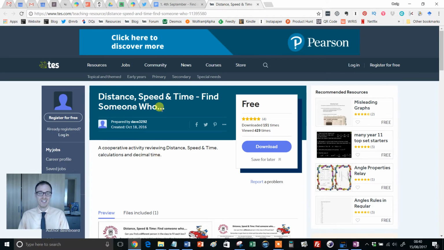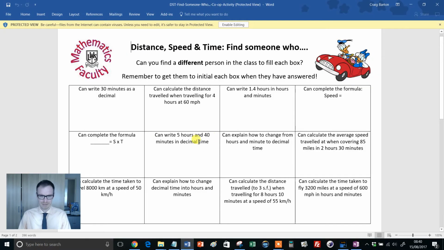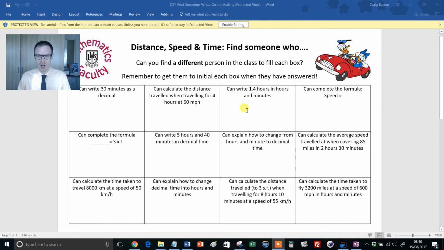Look at this. Distance, speed and time, find someone who, which has been kindly uploaded by Dave3292. It consists of a single file, so if you give it a click, you get a Word document, and it looks like this. I'll just move my annoying head out of the way. And it's a series of 12 questions, and they are mathematical questions about speed, distance, time.